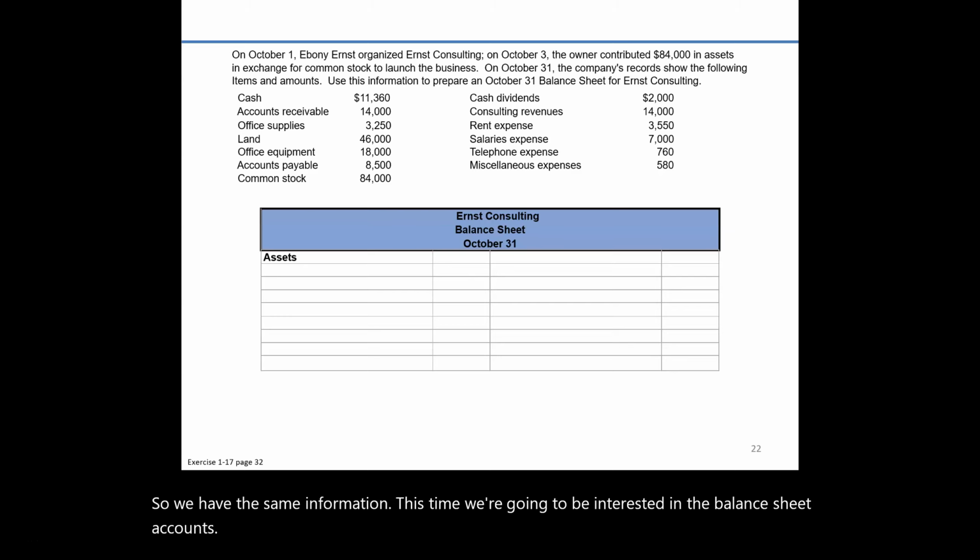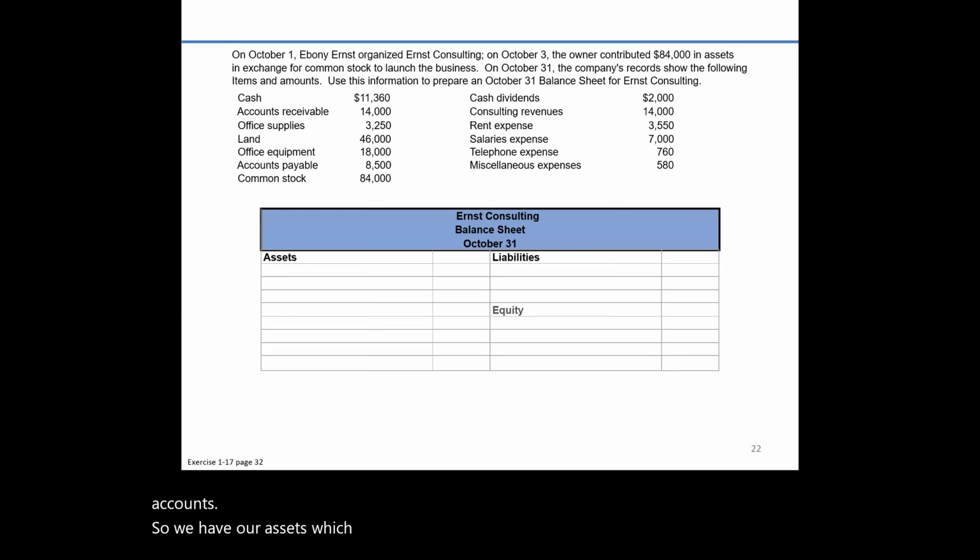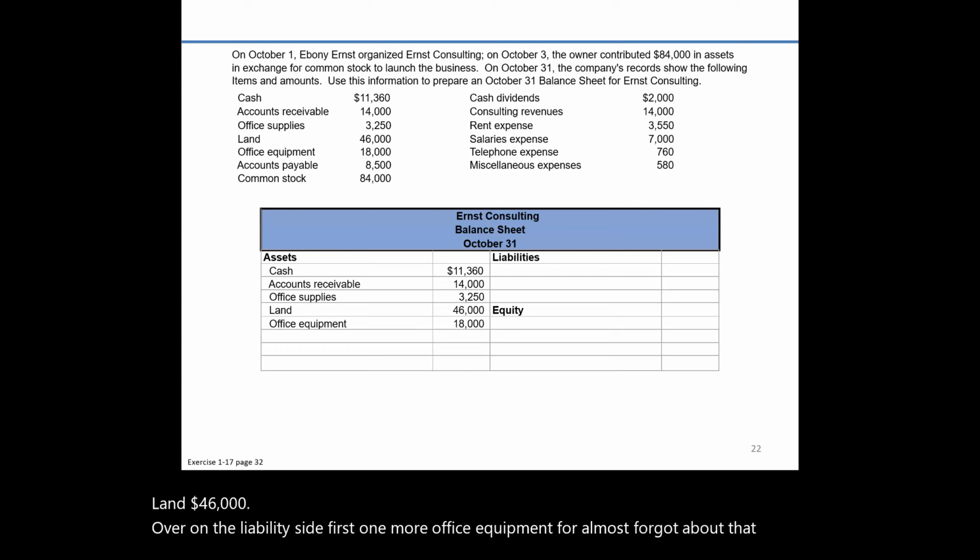So we have our assets, which includes cash of $11,360, accounts receivable, which equals $14,000, office supplies, $3,250, land, $46,000. Over on the liability side, well, first one more, office equipment, almost forgot about that, $18,000.